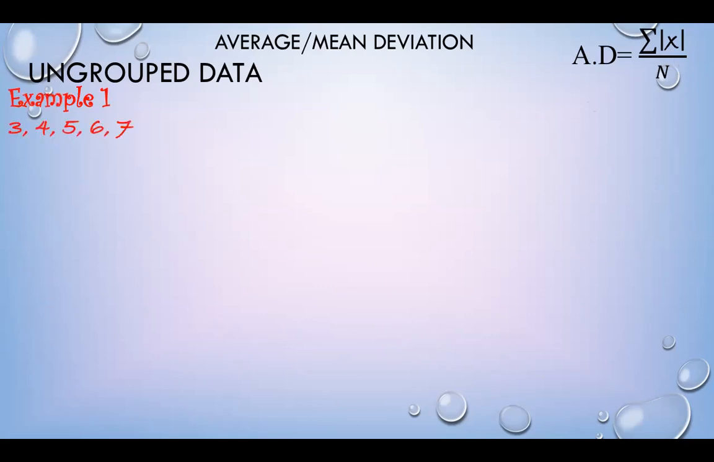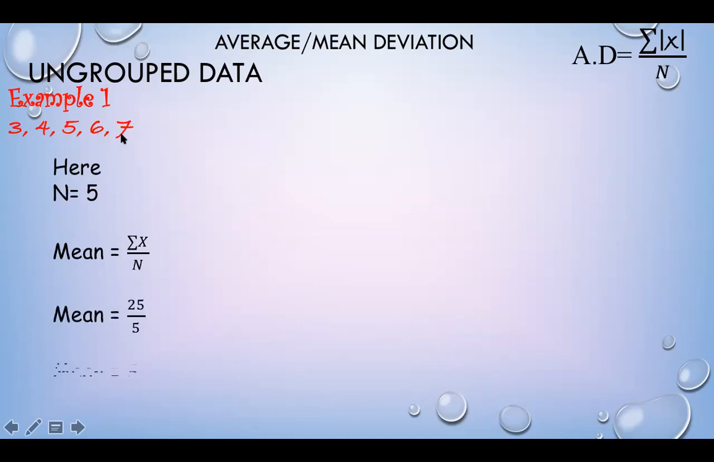Let us take an example. Here I have the data of 5 candidates, and first step is to calculate the mean of this data. How to calculate the mean of the ungrouped data? I have already told you about that in a nutshell. Here I will say it is the summation of all the observations divided by number of observations. Here the observations are 3 plus 4 plus 5 plus 6 plus 7, so it is 25 divided by number of observations, which is 5, and the mean of this distribution came out to be 5.